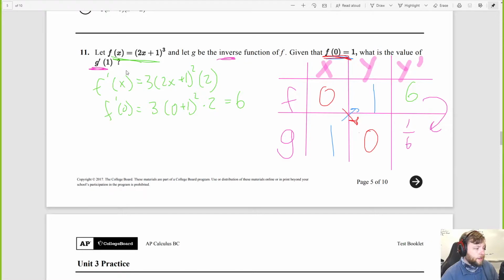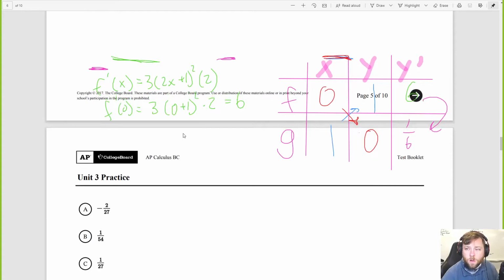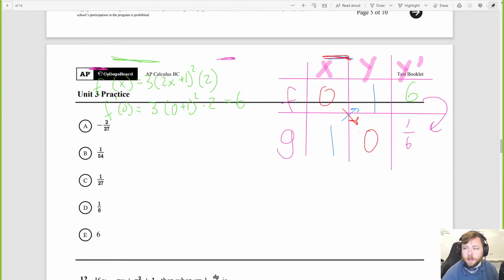Again, going back to that, my table. Oh, I had to derive this. Sure. I'll move on. What am I missing?